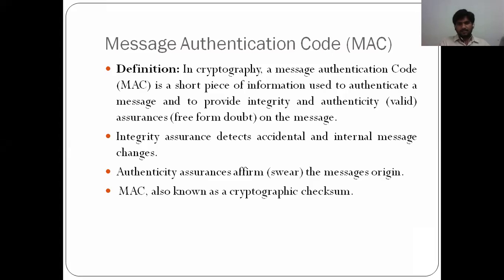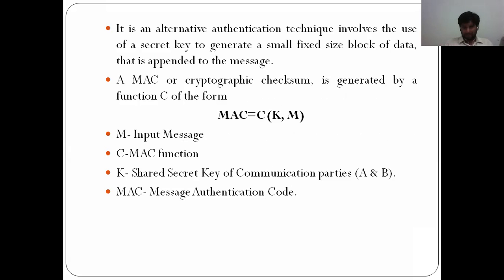Authenticity is assurance that affirms, like a swear. I swear it is correct, I give a promise. That is simple. Authenticity is assurance on the message origin, so we are giving assurance that the message is exact. Then MAC is also known as a cryptographic checksum. MAC will use a cryptographic checksum. So whether it is an internal error code or an external error code, we are going to use some checksum. So what is the message checksum for here?